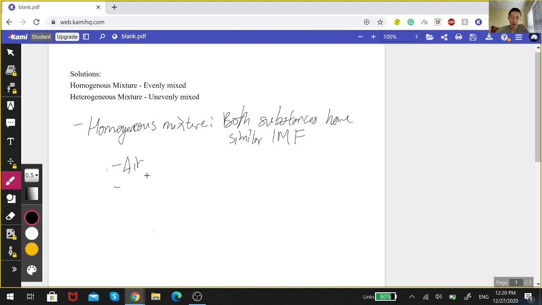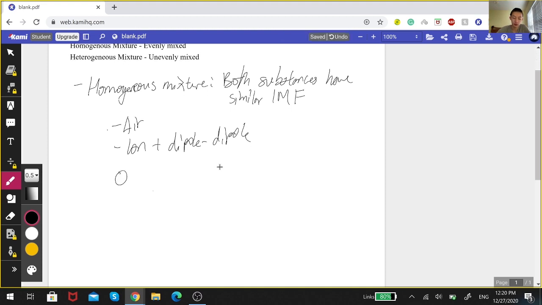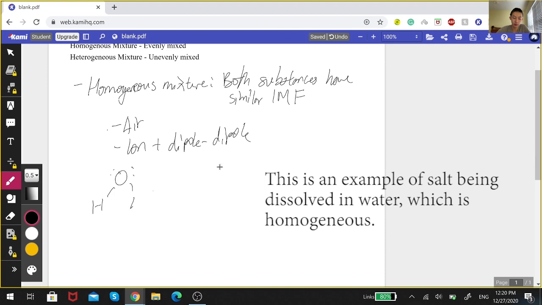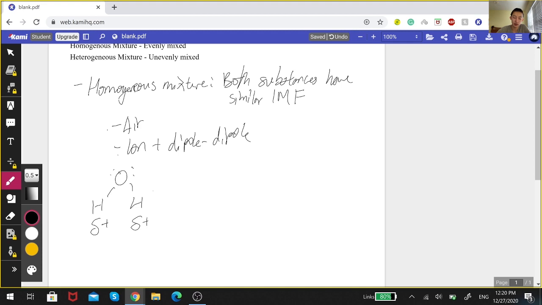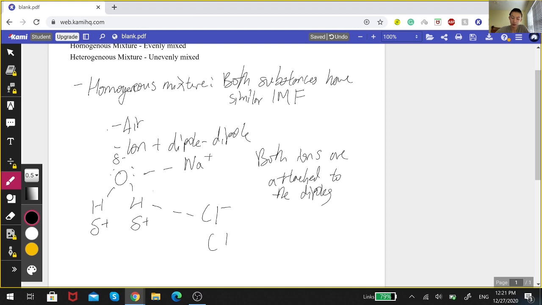In our second example, we have ion plus dipole and dipole. So let's say we have oxygen, water, H and H. So these are partially positive, and this is partially negative, as we learned from electronegativity. And this oxygen is partially negative, so it is going to bond with an Na positive, and this is going to bond with a Cl negative. Now both ions are attached to the dipoles, and we call this an ion dipole.